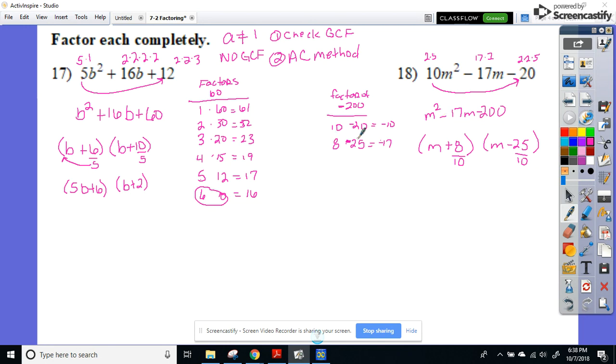We found 8 times negative 25 would give us negative 200, and a positive 8 and a negative 25 would combine together to give me a negative 17. That's what I wanted. So I put the 8 and the 25 in the parentheses, but remember, I've got to now undo the multiplication that I did. So I'm dividing by 10.